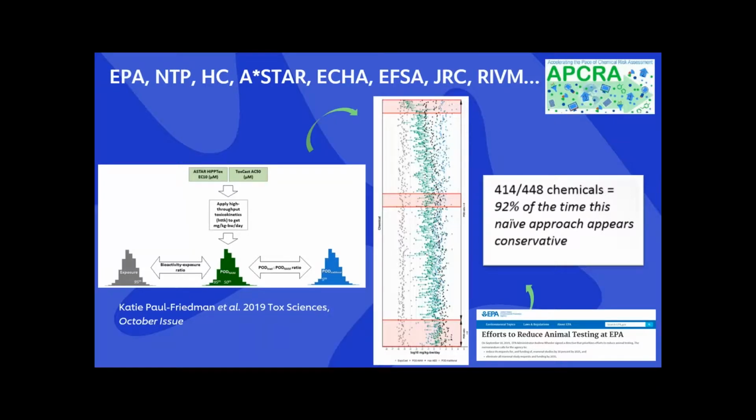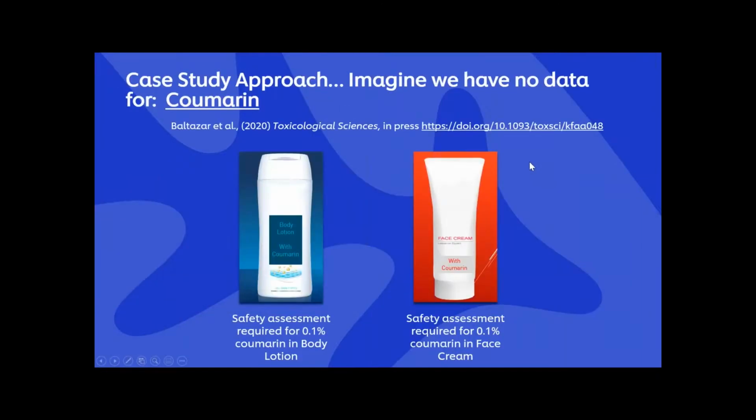So to answer these questions, within Unilever, we've been performing a number of different NGRA case studies on well-known ingredients. And we've been imagining we had no existing toxicology data and no presumption of safety. And this is just one example that's been published recently in Toxicological Sciences. It's a safety assessment for coumarin in body lotions and face creams.